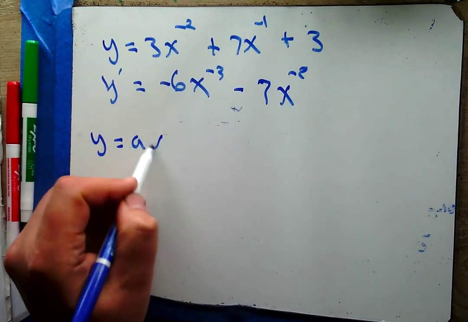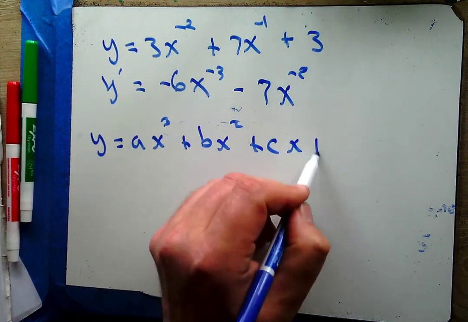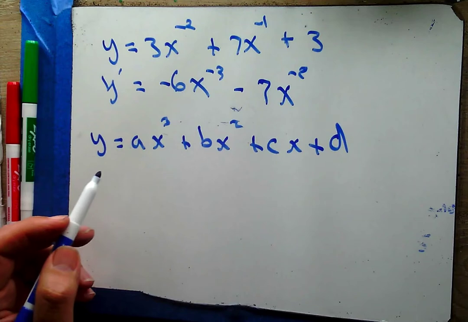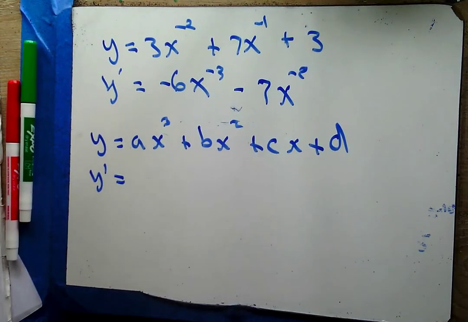Okay, what about this one? Y equals ax to the third plus bx squared plus cx plus d, where a, b, c, and d are constants. Please find y prime.